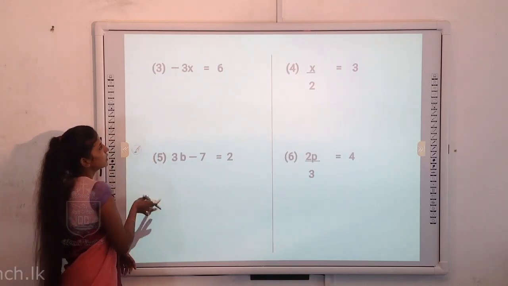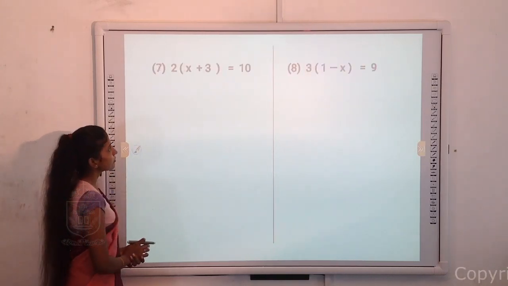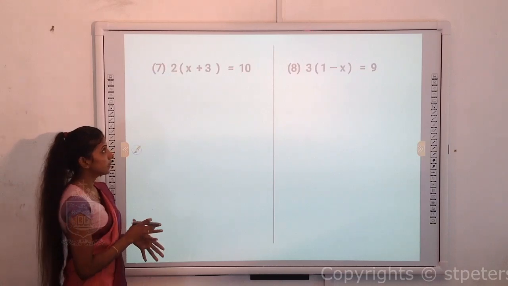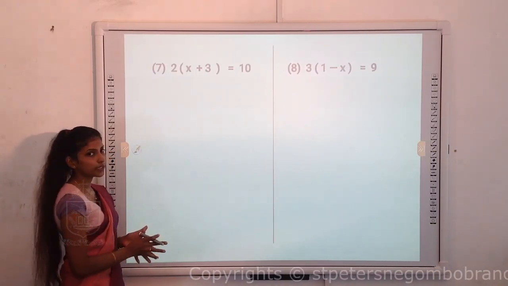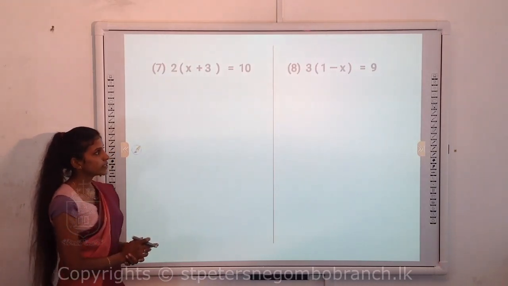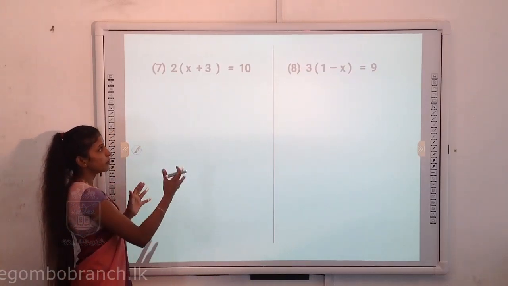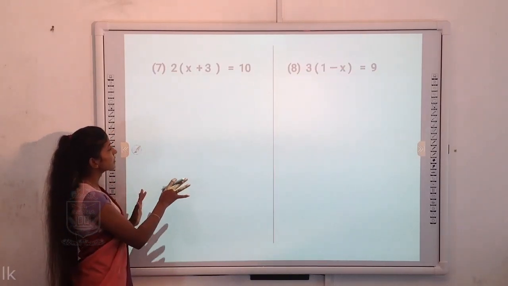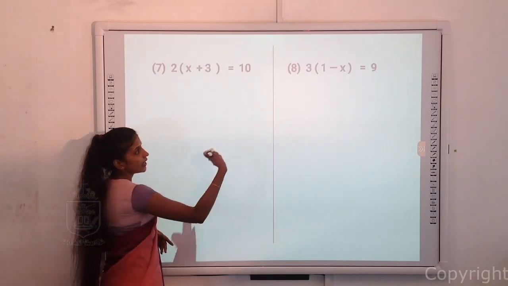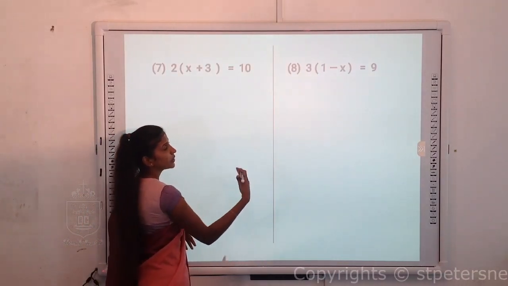So let's move to the next part. That is also a linear equation with brackets. When you have brackets, there are two ways of solving this. So I'll simplify this example using the first method and the other example with the other method.